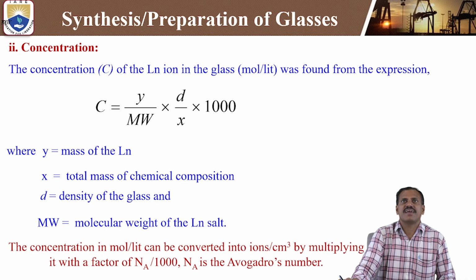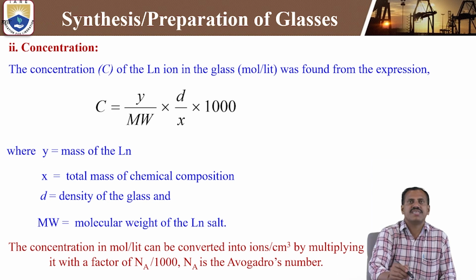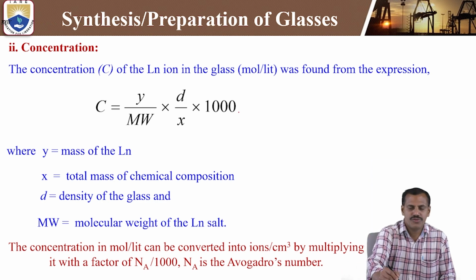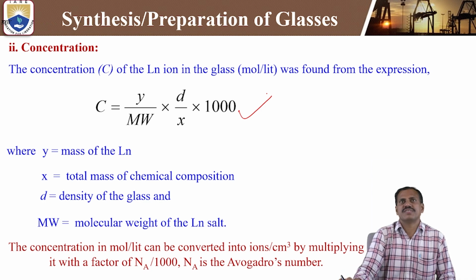So, how do we measure the concentration of the lanthanide ion in the glass composition? It is measured in moles per liter, found from an expression. This is the concentration formula of the rare earth ion: how much dopant we are adding in the glass composition. That concentration we need to calculate using this formula.